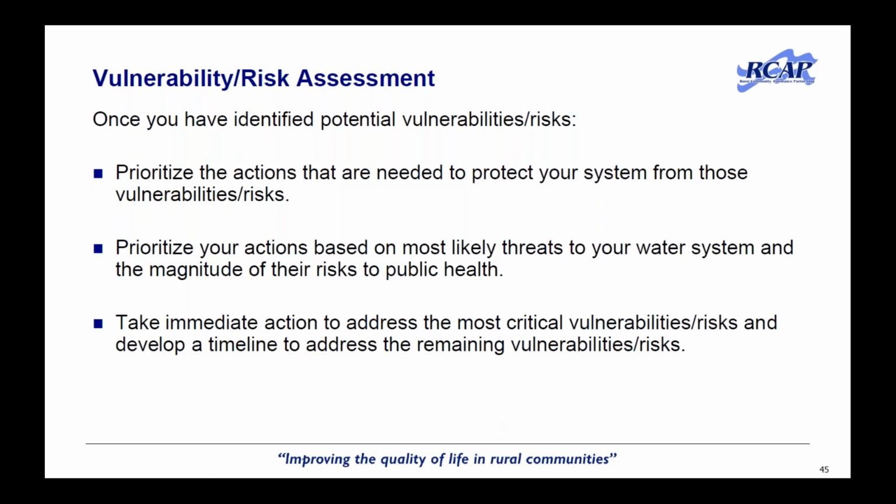Once we identify all these risks, we just need to prioritize the actions that are needed. How we do that is we prioritize those actions based on the most likely threats to the system and the magnitude of the risk to public health. They need to take action to address the most critical risks, and then develop a timeline perhaps to address the rest, but they need to take immediate action on those that are most critical. Next slide.